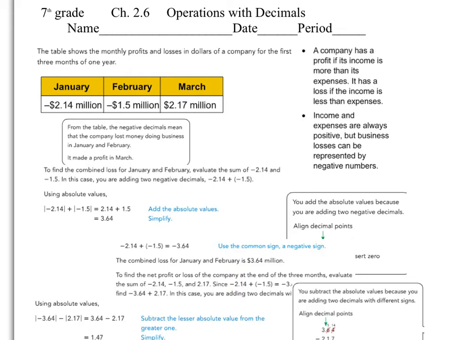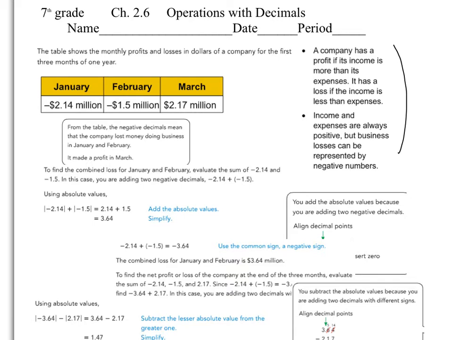It tells you over here on the right-hand side, a company has a profit if its income is more than its expenses. It has a loss if its income is less than its expenses. Income and expenses are always positive, but business losses can be represented by a negative number. Okay, so January, negative 2.14 million, February, negative 1.5 million, March, positive 2.17 million.